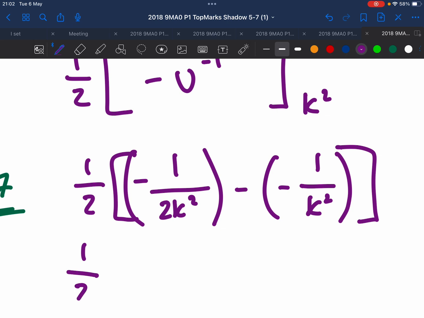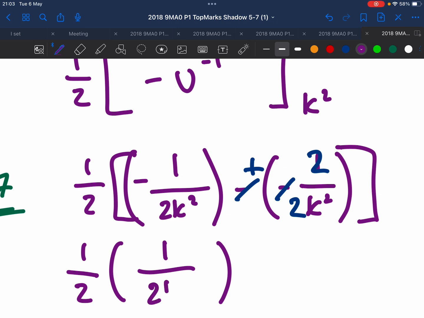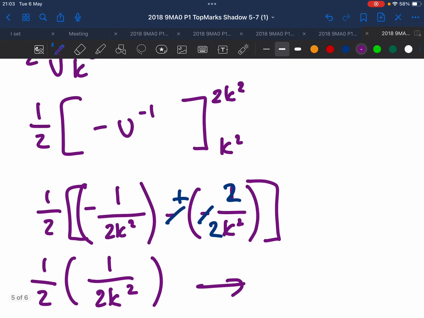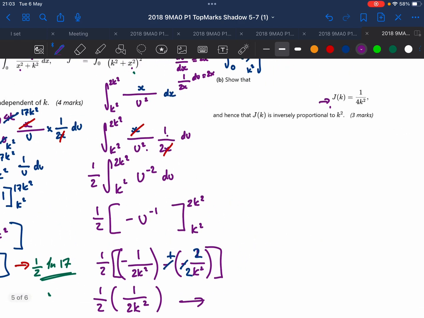So that's not the nicest thing in the world. So let's call this a plus. Anything else we should do here? Let's put the same denominator on it. So let's do a 2 top and bottom as well. So they're the same thing now. There's a 2 and there's a -1. So I think that's all going to turn into just 1 over 2k squared, isn't it? Okay, which gives me my final answer. Were we looking for? Yeah. So which gives me my final answer of 1 over 4k squared. Okay, and hence it is inversely proportional.